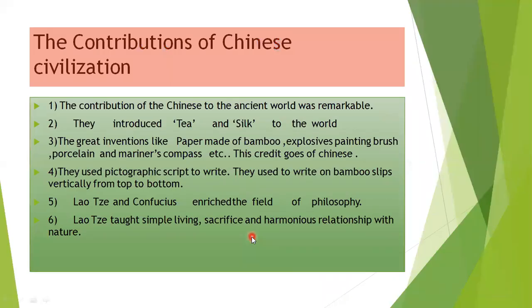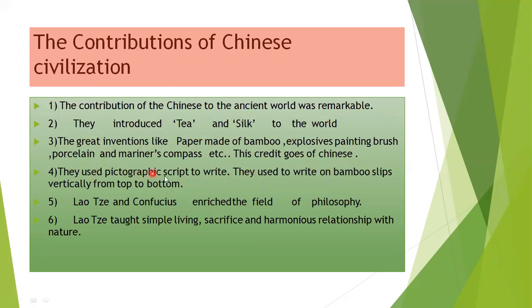Next, what is the contribution of Chinese civilization? The contribution of Chinese civilization to the ancient world was remarkable, meaning very important. They introduced tea and silk to the world. Great inventions like paper made from bamboo, explosives, painting brushes, porcelain dishes and the mariner's compass, and the credit goes to the Chinese.